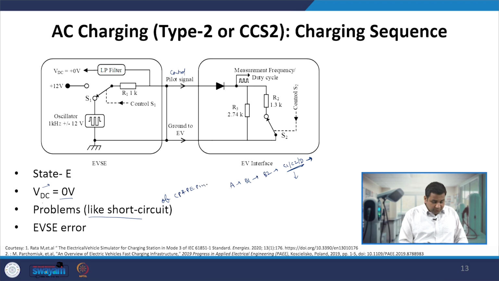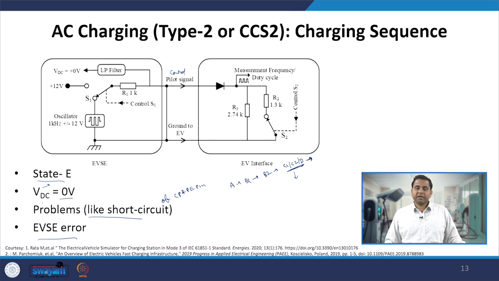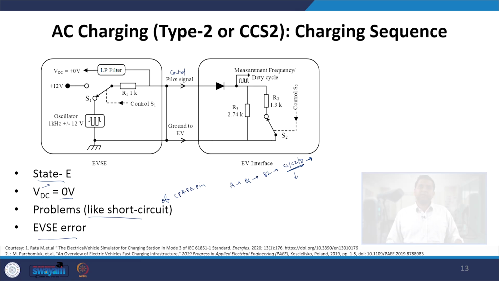There could be an error from the EVSE side, some error could have occurred during the operation. So, this is the state E, which is the state where a short circuit or some fault occurs between the control pilot and protective earth, and that is when both the EV and EVSE come to know that there is some problem and they have to stop the energy transfer.